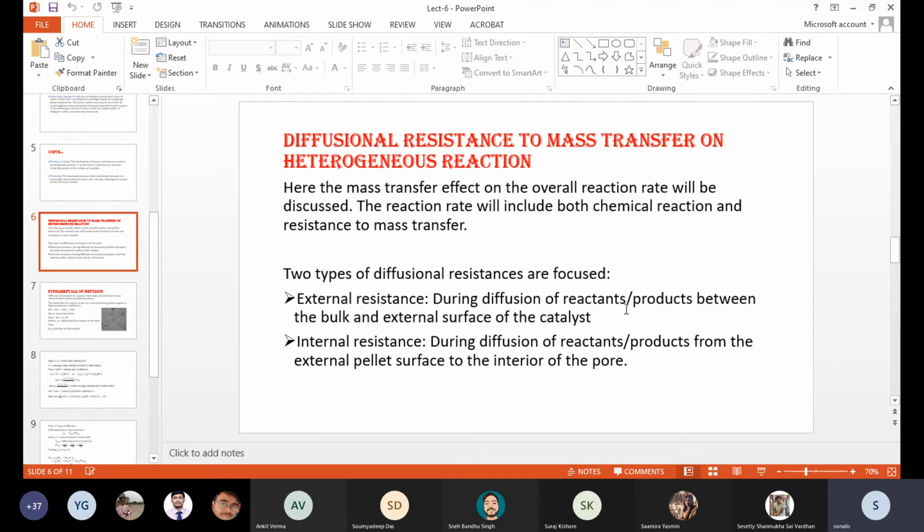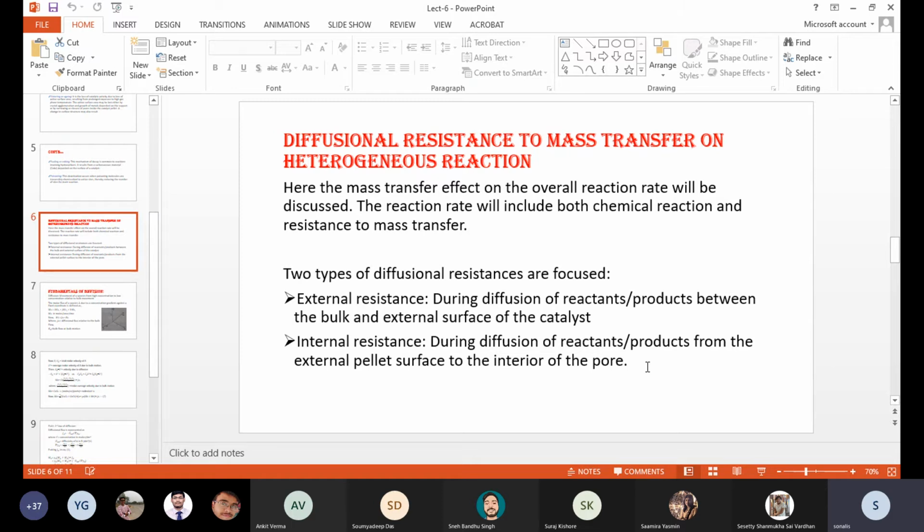During diffusion, products are also getting diffused from the surface of the catalyst to the bulk phase, the last stage. There also it is facing resistance of the molecules which are there in the bulk phase. That is external resistance, during the diffusion of reactants or products between the bulk and external surface of the catalyst. And internal resistance is that during the diffusion of reactants or products from the external pellet surface to the interior of the pore. So look, the concentration difference is the driving force obviously for the diffusion.